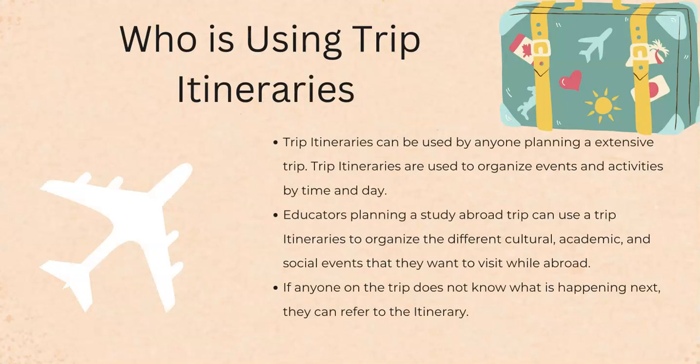Who is using trip itineraries? Trip itineraries can be used by anyone planning an extensive trip. Trip itineraries are used to organize events and activities by day and time. Educators like us, for instance, can plan a study abroad trip and use trip itineraries to organize the different cultural, academic, and social events that they want to visit while abroad. If anybody on the trip does not know what is happening next, they can refer to the itinerary. Itineraries include the cultural, academic, and social events, meals, free time, travel plans, transportation, price of attractions, hotels, and the time of each event.